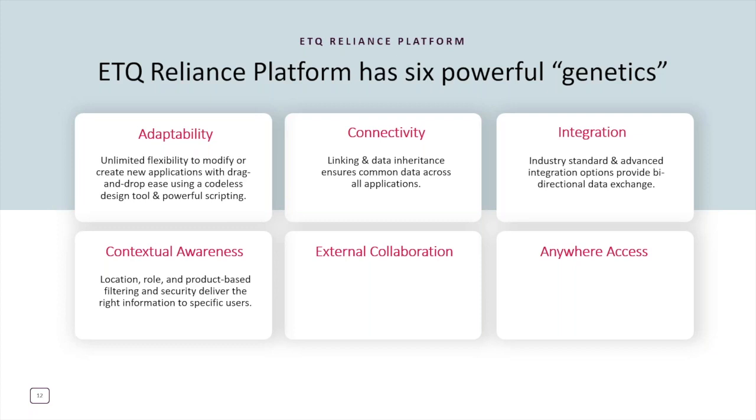You can still have the same processes being utilized across the organization, but then based upon users' privileges, based on their location, for example, they may or may not be able to see each other's information. That same capability lends itself to the next platform genetic called external collaboration. External users like contractors and suppliers, you can now allow to interact with any business process in the system.